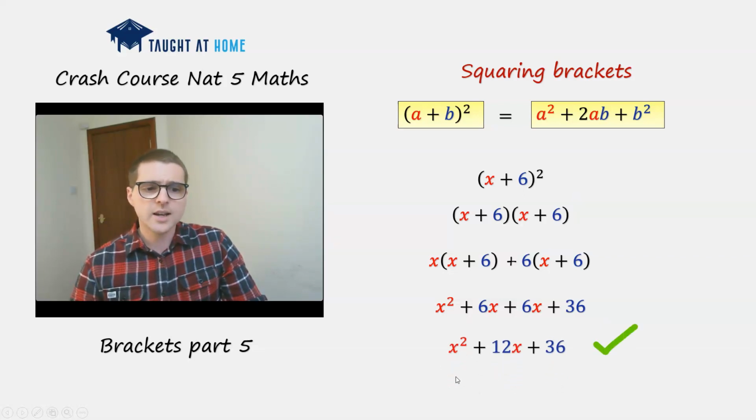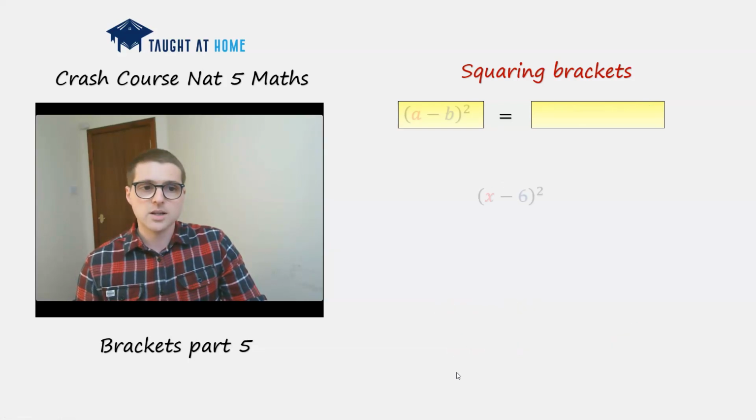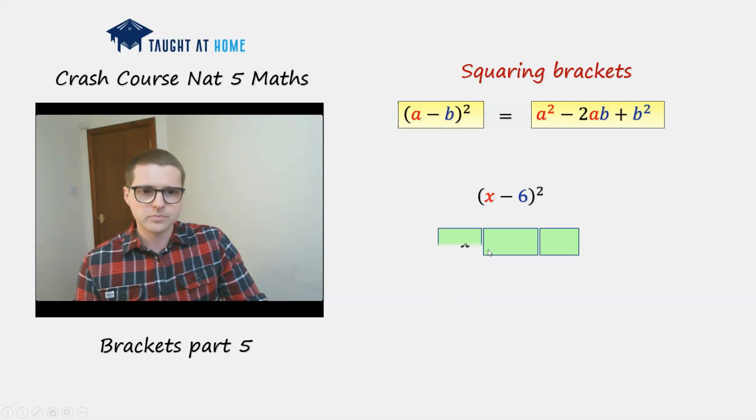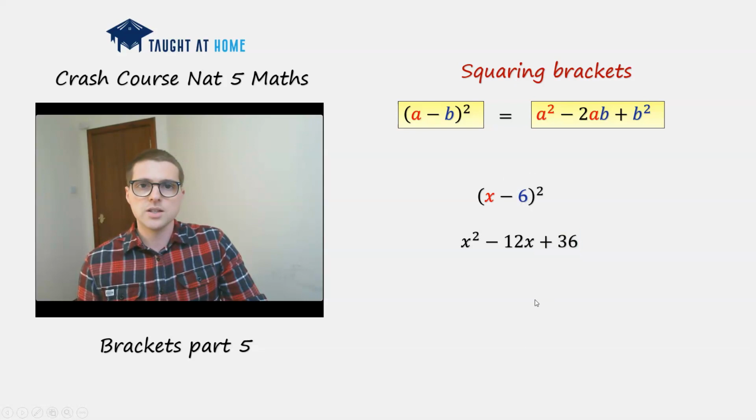So let's try minus now. Let's try x minus 6. So now we've got a minus b squared. This is x minus 6 squared. So a is x, so we're going to have x squared. And the first term, now it's minus 2ab. So it's going to be minus 2 lots of a, and b is 6. So that's minus 12x. And then minus 6 times minus 6 is going to be 36.